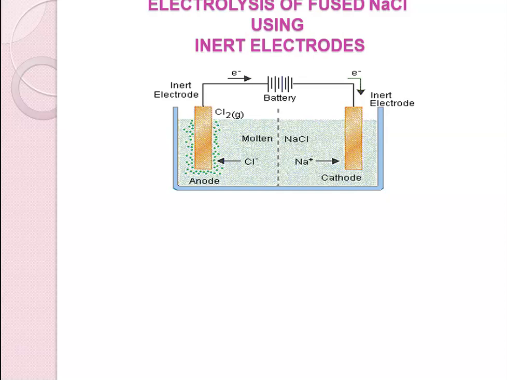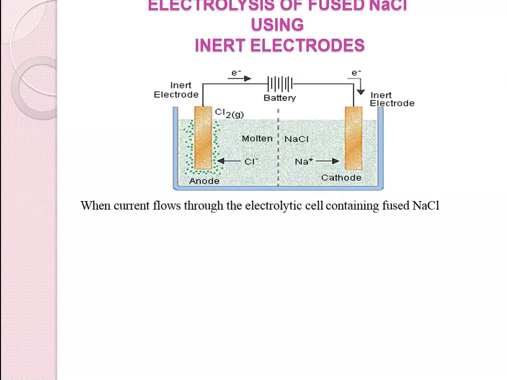Here you can see an electrolytic cell. There are two electrodes, one connected to the positive terminal of the battery, hence gets a positive charge, that is, it is the anode. The other connected to the negative terminal of the battery, therefore gets a negative charge over it, it is the cathode. The electrolyte is fused NaCl or molten NaCl, and therefore the electrolyte has many sodium ions and chloride ions in it.